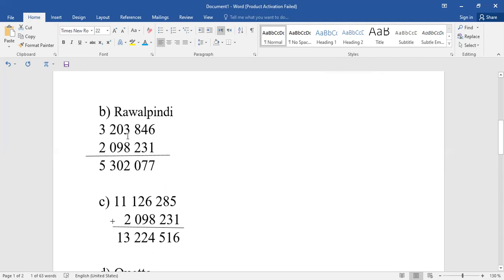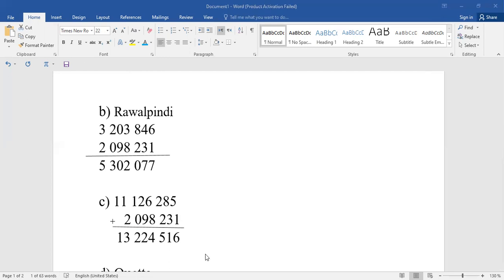And 8 plus 3 is 11, 11 plus 1, the one from the previous value, is 12. 9 plus 1 is 10. You will be writing 0 down and 1 to the next number. 2 plus 1 is 3 and 3 plus 2 is 5. So altogether, people living in Rawalpindi and Faisalabad is 5302077.